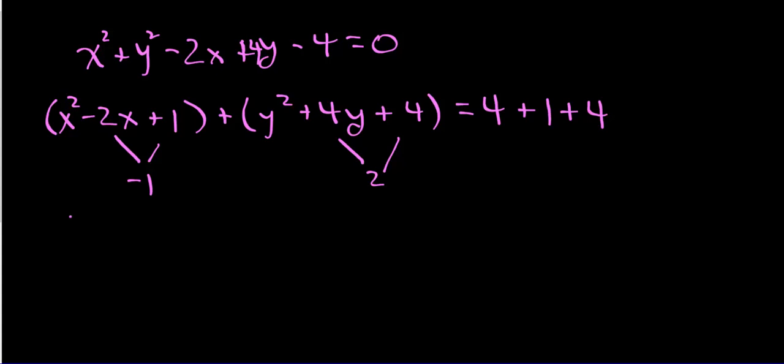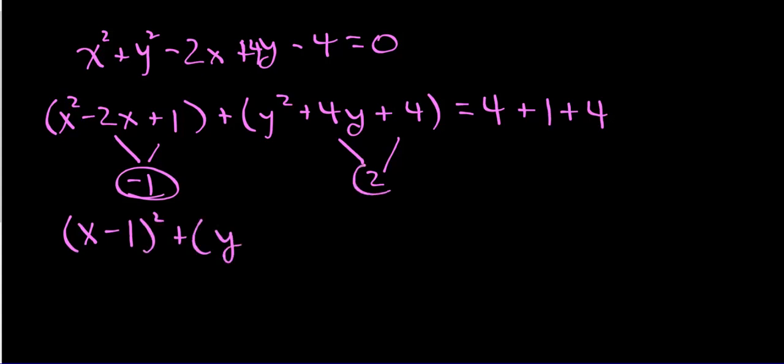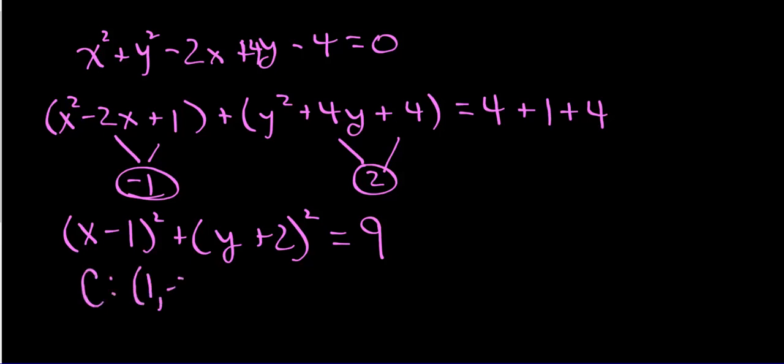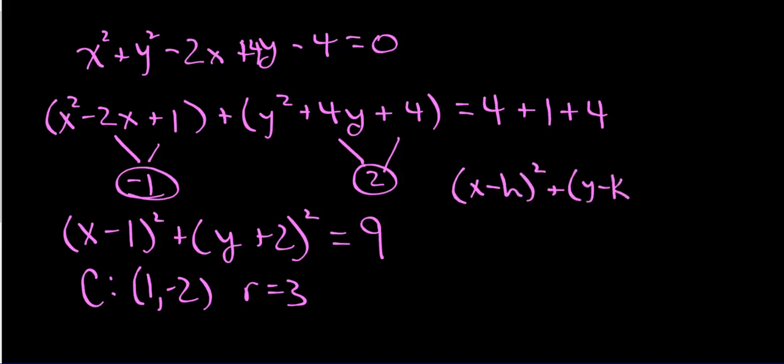And once we complete the square, remember, we can rewrite this as x and then this thing squared plus y and then this thing squared equals the other side. So here we get a circle centered at 1, -2. So the center is 1, -2, and the radius is 3. So it's of this form, it's x minus h squared plus y minus k squared equals r squared. And we completed the square and we identified easily the center and the radius.